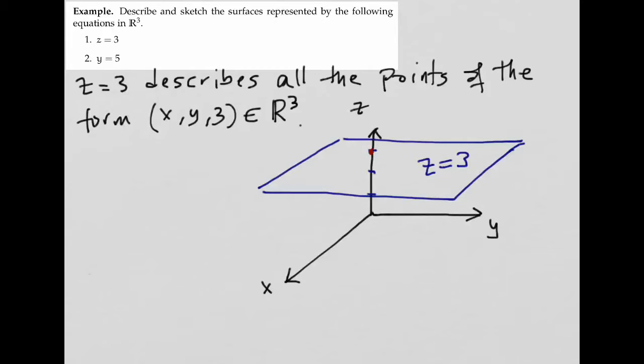This plane is described by the equation z equals 3. Notice, if you pick any point whatsoever in this plane, the x and y could be anything, but it's always true that the z coordinate will always be 3.